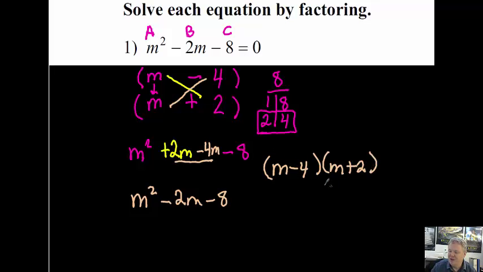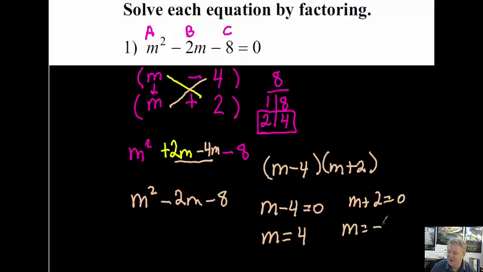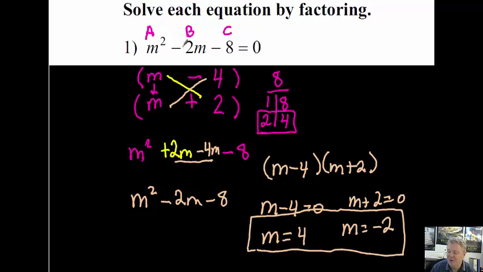And if I wanted to solve them, we set both equal to 0. So m minus 4 equals 0, so m equals 4. m plus 2 equals 0, so m equals -2. So that is our answers. That is our x-intercepts for this particular equation. If you were looking at the graph, it would cross over here at 4 and over here at -2, and that would be your two x-intercepts for that type of graph.